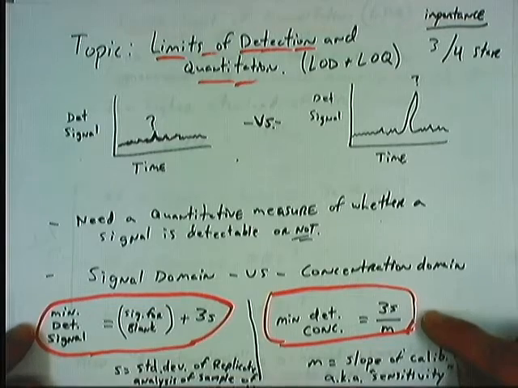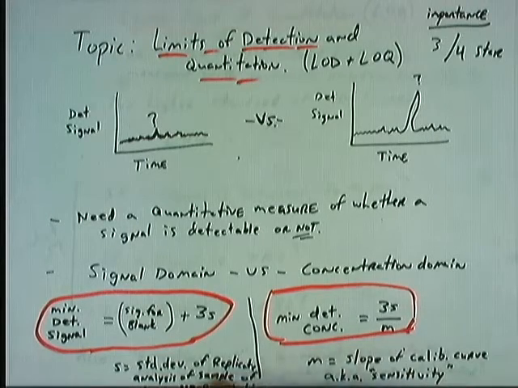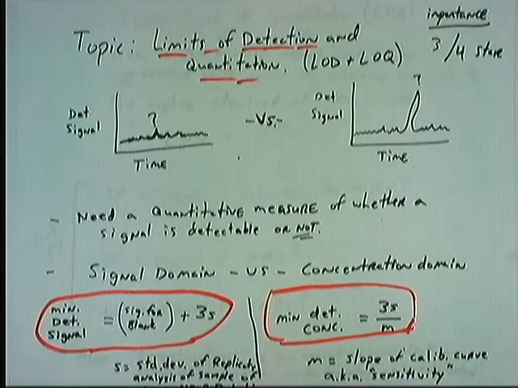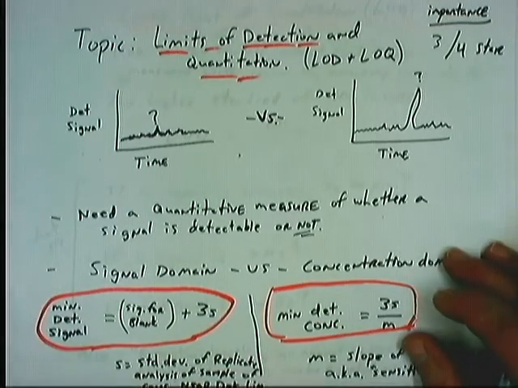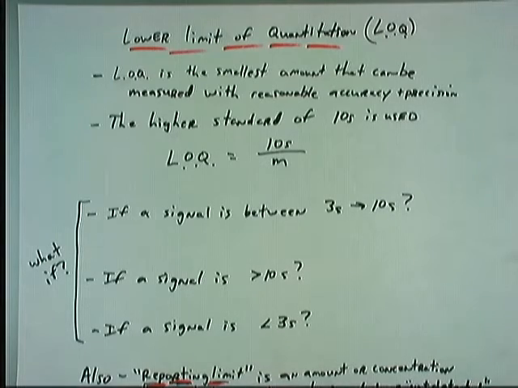And when I use that word detecting, what I essentially mean by it is whether or not we can confirm the analyte is present in the sample. We have detected its presence. If the signal is bigger than 3s plus this, we have a minimum detectable signal caused by the analyte, and we have detected the analyte's presence. But what I mean by L.O.Q is something a little bit different.